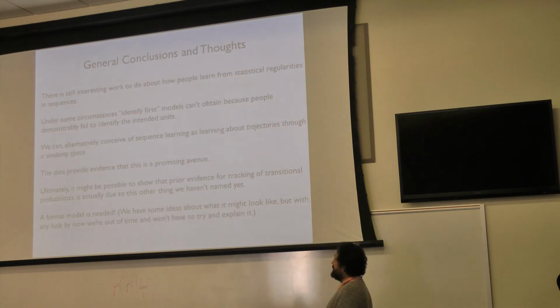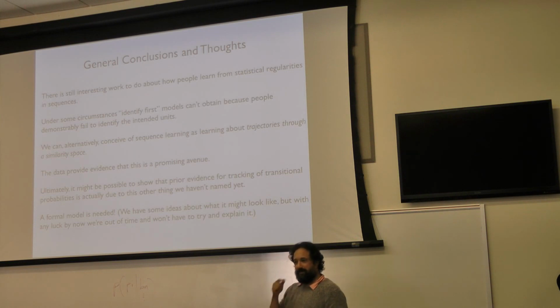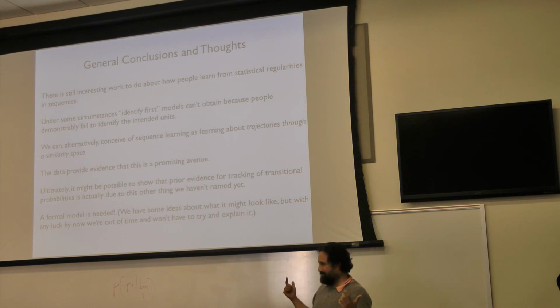Okay. So, as a very general conclusion, contrary to popular belief, there's still interesting work to do, I think, on how people learn from statistical irregularities in sequences. We've been in a statistical learning winter for a couple of years maybe, and so, I don't know, this is like the deep learning of statistical learning. That doesn't even make any sense, I'm sorry.